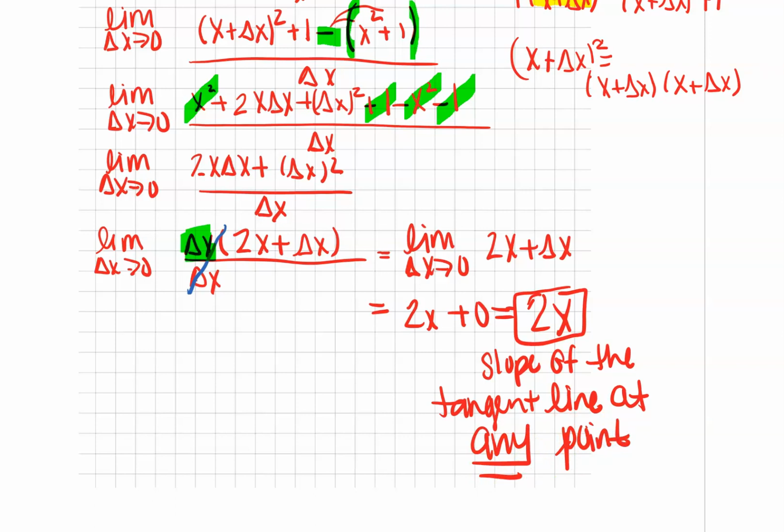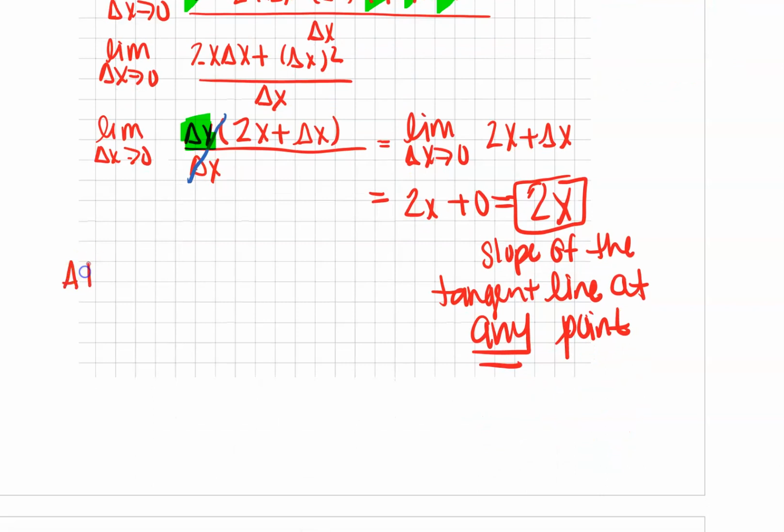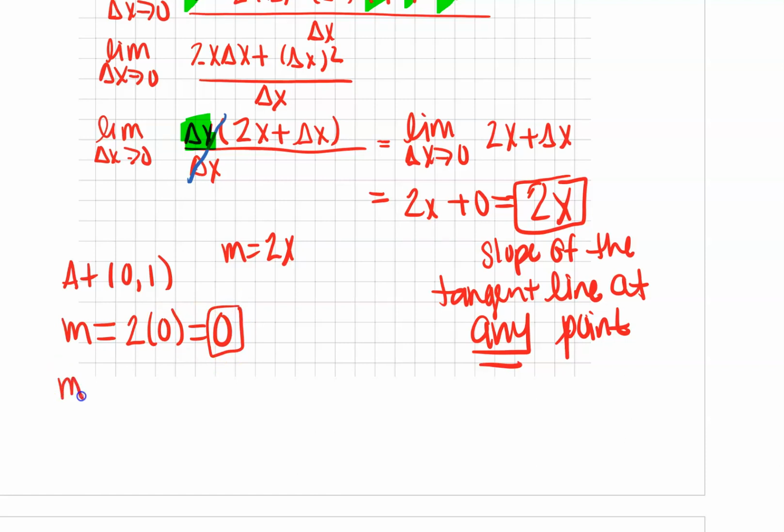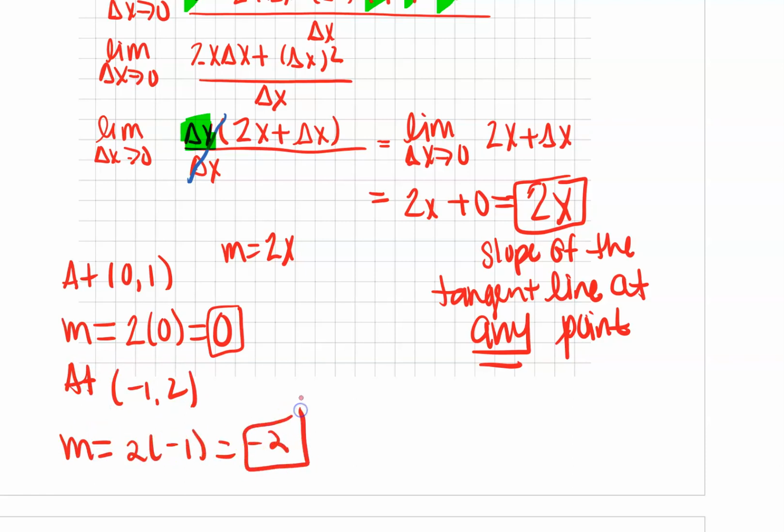So now when I go in this problem and it asks me to find what is the slope at the point 0, 1, then I would just say, well, that means the slope would be equal to 2 times, I'm just going to use my slope equation of 2x, 2 times 0, so the slope would be 0 at the point 0, 1. And my slope at the point negative 1, 2, that would be m is equal to 2 times negative 1, so negative 2.